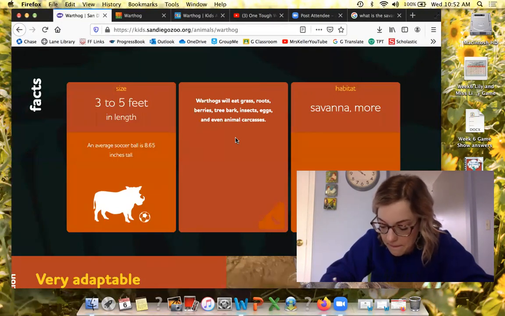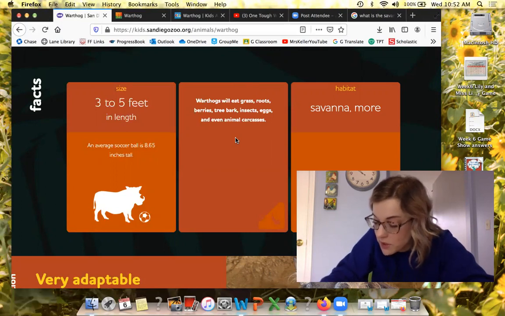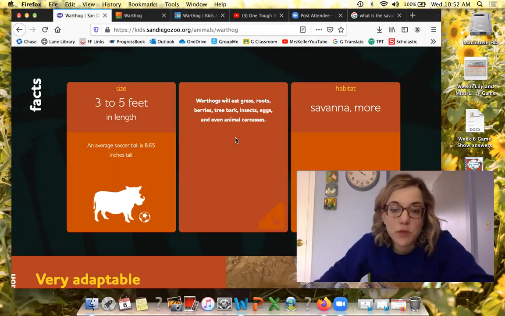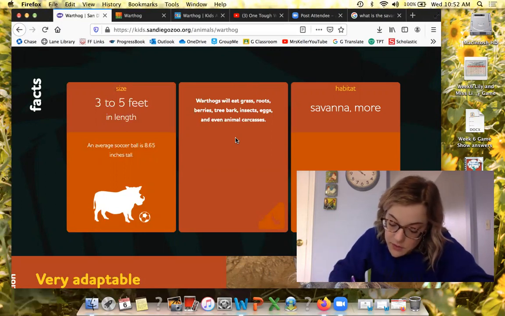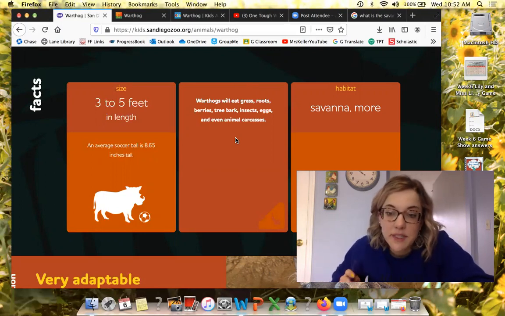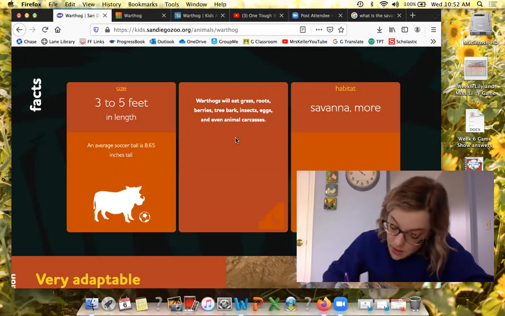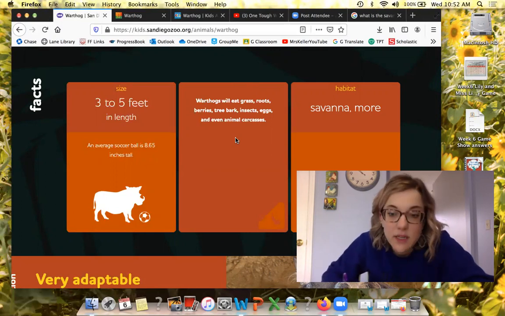Grass, roots, berries, tree bark. I'm going to include those in just one bullet point because those are all examples of different types of plants or plant parts. I'm going to add a second dot to tell myself here's other examples of things they eat.